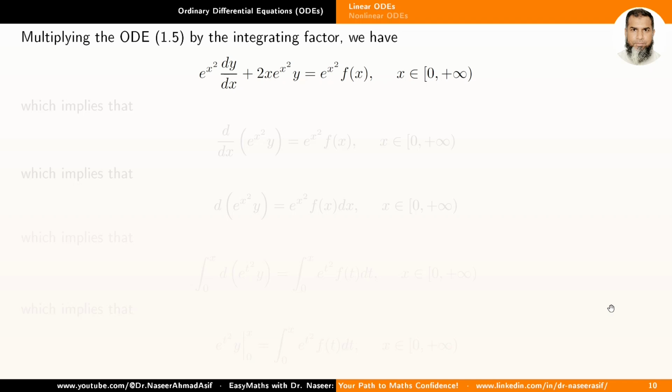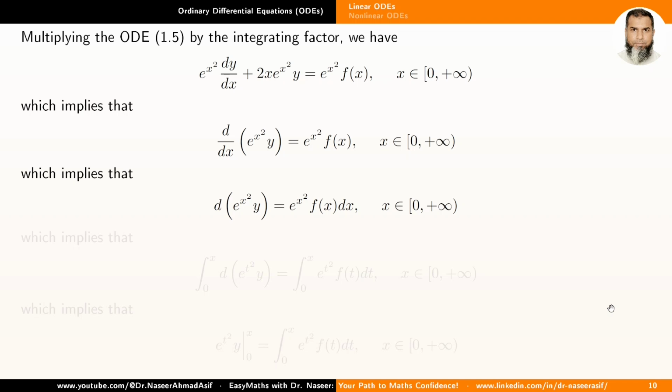Well, this can be expressed as d by dx of exponential x square into y is equal to exponential x square into f of x where x belongs to the closed interval 0 to plus infinity. So we have d of exponential x square into y is equal to exponential x square f of x dx where x belongs to the closed interval 0 to plus infinity. Now integrating from 0 to x, we have integral from 0 to x of d of exponential t square into y is equal to integral from 0 to x of exponential t square f of t dt, where x belongs to the closed interval 0 to plus infinity.